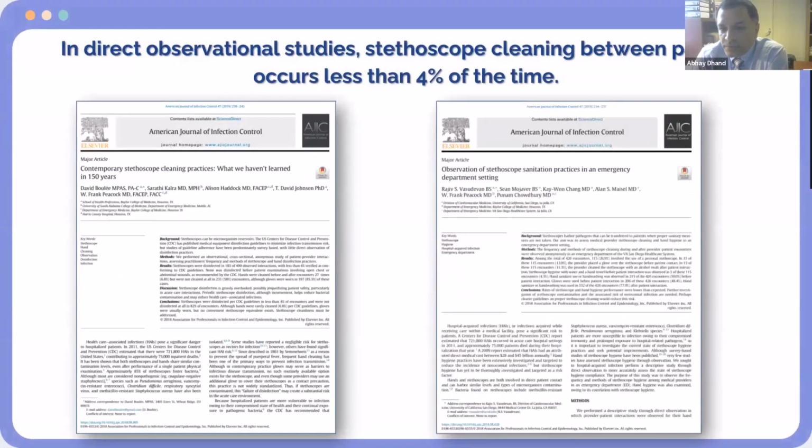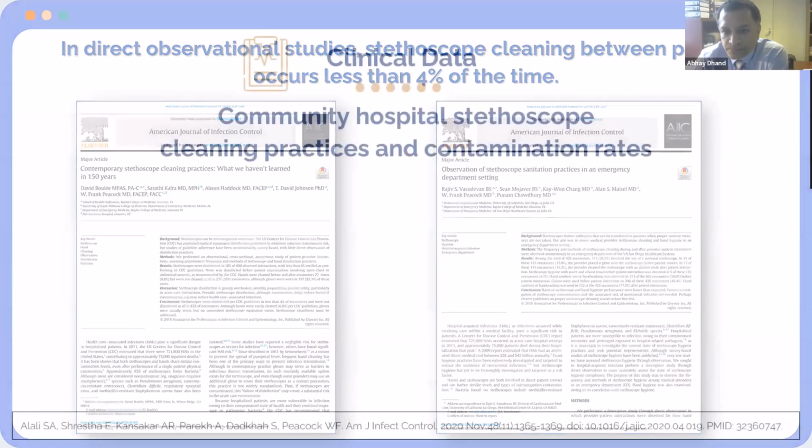So I'm going to talk a little bit about the evidence on stethoscope hygiene cleaning practices. These are the two studies that summarize the current practices of physicians. What was seen in these directly observational studies was that stethoscope cleaning between each patient encounter occurred less than 4% of the time. So this highlights a current problem that is not really meeting the current CDC guidelines for stethoscope hygiene. Next slide, please.